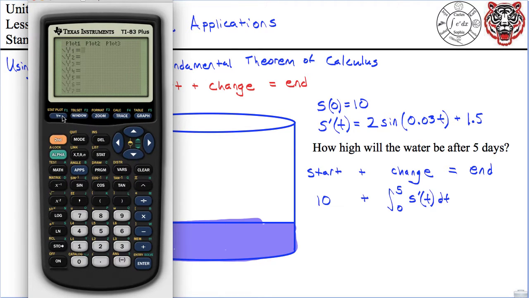So we first need to enter our function. We need to have 2 sine of 0.03 times our variable, and we need to add 1.5. And then we'll do our second mode. So hopefully our mode should be in radians.